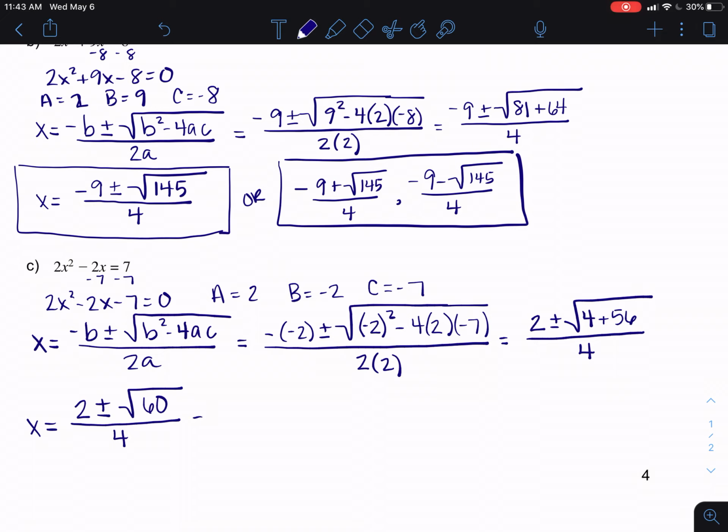So 60 can break apart. If we try to take the square root of 60, we get a decimal, but we know that this can be rewritten as 2 plus or minus 60 can be the square root of 4 times the square root of 15, all over 4. And the square root of 4 is 2.